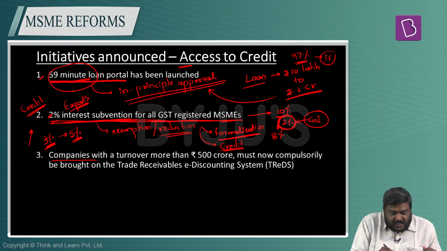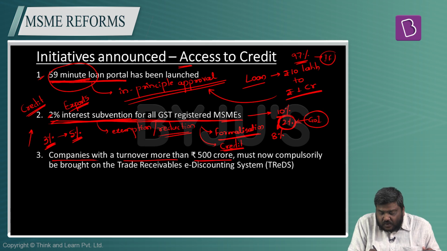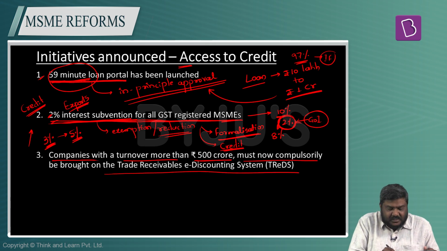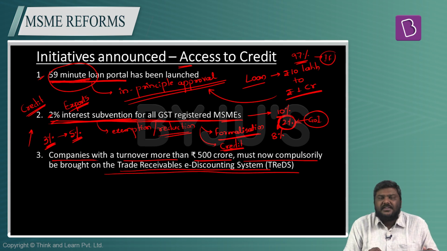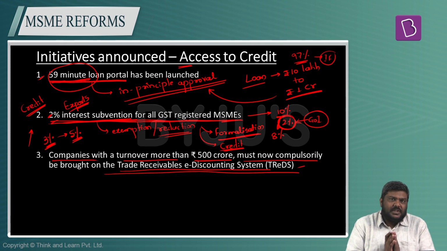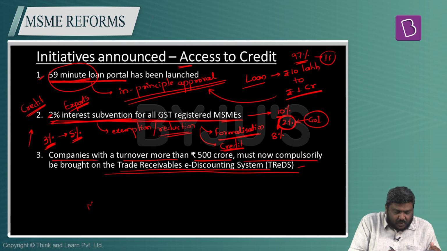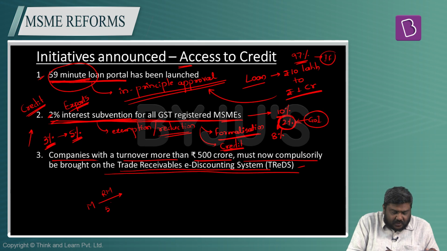Third one, companies with a turnover of more than 500 crore rupees must compulsorily come on TReDS. That is the Trade Receivables e-Discounting System. Now let's try and understand what is TReDS. The problem with respect to MSME units is, let's assume here is a micro enterprise. It will sell certain raw material worth, let's say, 5 lakh rupees to a company.